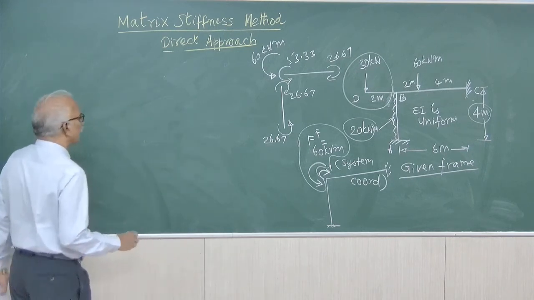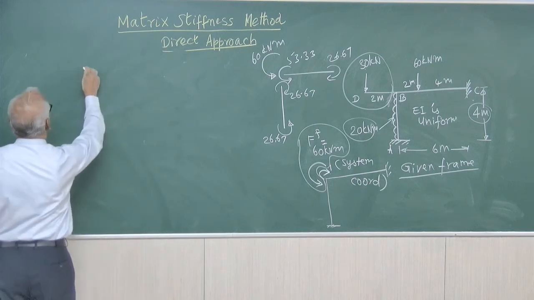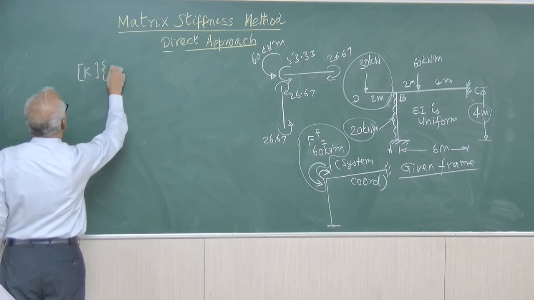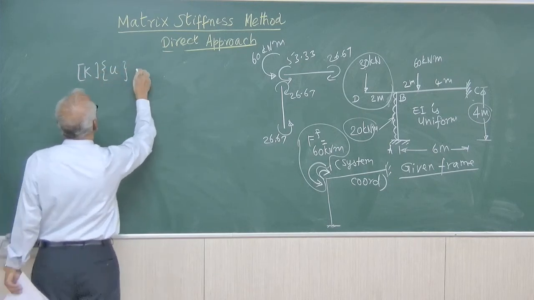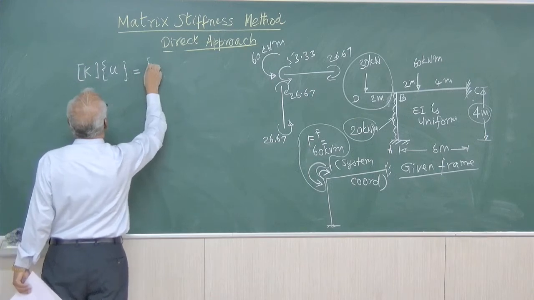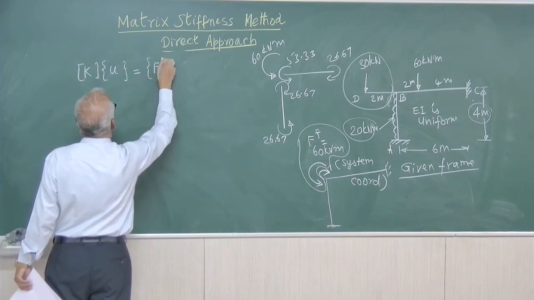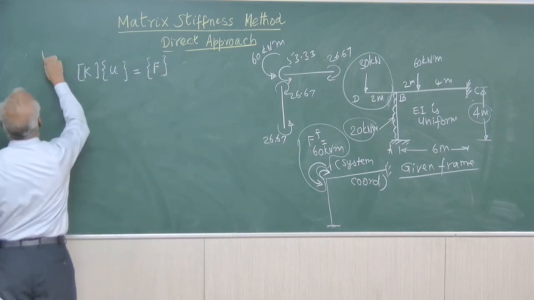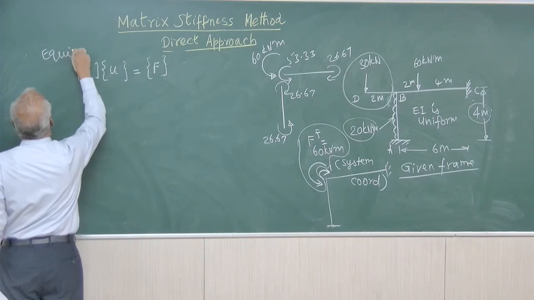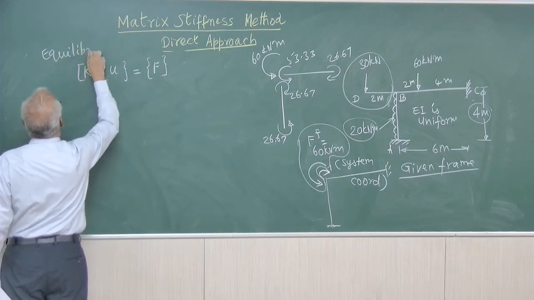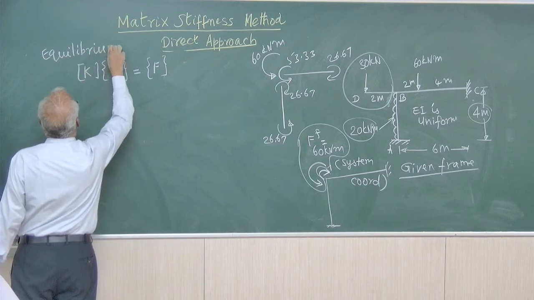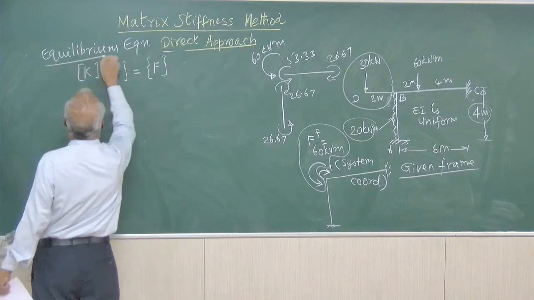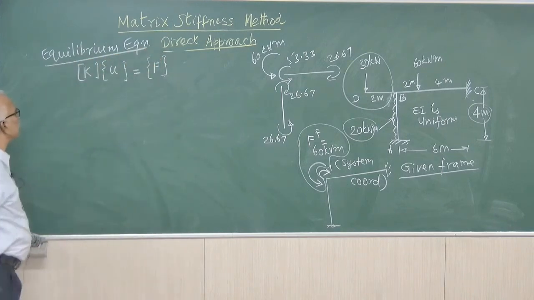Right. Now, we know the equilibrium equation is K into U. Only when you know the equilibrium equation will we be aware of what we are doing. So, you have to do the problem with understanding. This is the equilibrium equation used in the stiffness matrix method. The equilibrium equation used in the matrix stiffness method is this.